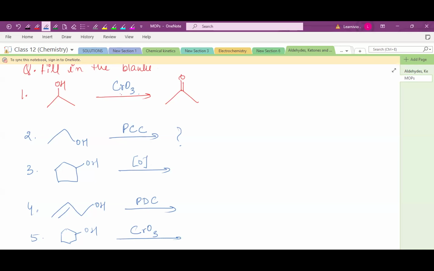If you have to convert this secondary alcohol to a ketone, you can also use another reagent, because this secondary alcohol will get converted to the ketone by a weak oxidizing agent also.